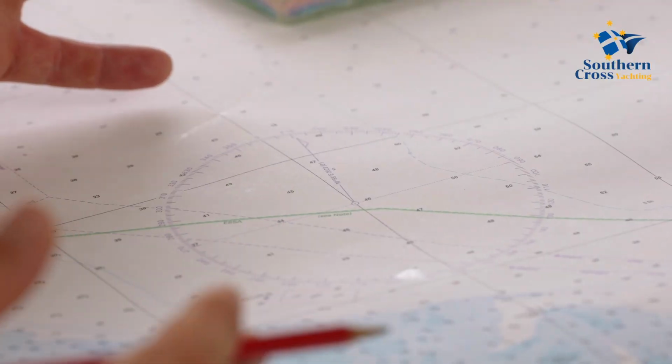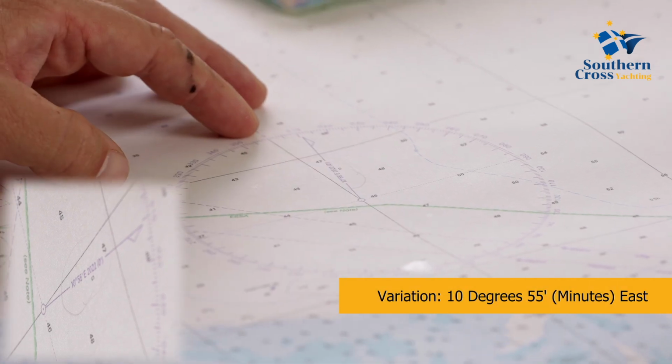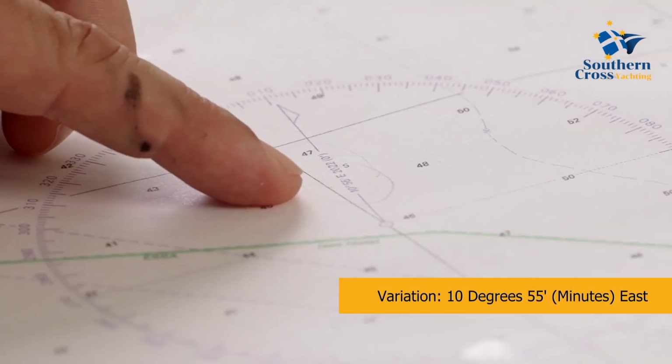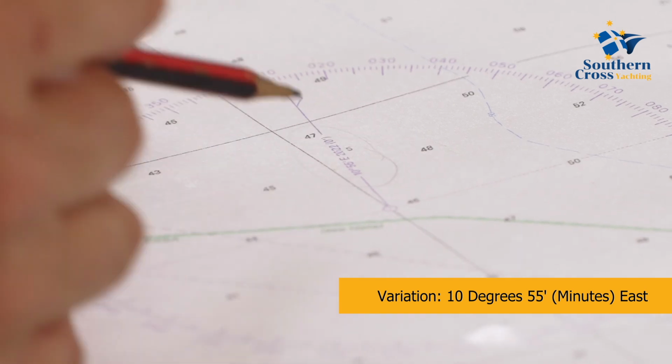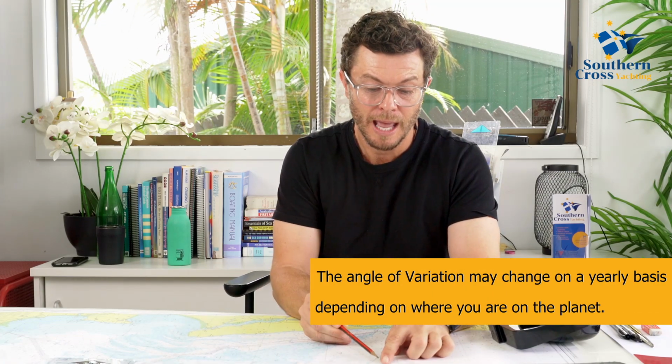If we have a look a little bit closer on the chart, on most charts you'll find something called a compass rose. Generally there'll be several on a chart, but this is what a compass rose looks like. If I circle this with my pencil, you can see that in the area that we're sailing, Moreton Bay, the variation between true north, as in where the chart points to, and where the compass points to, is almost 11 degrees east. In other words, the compass itself is pointing in a slightly different direction to where we would draw the lines on the chart.